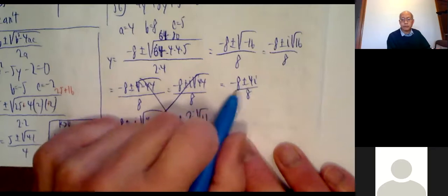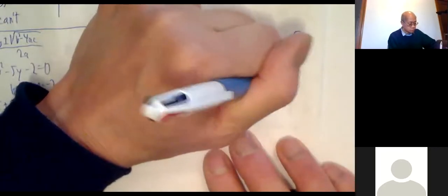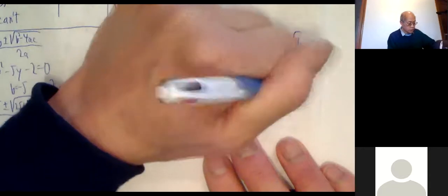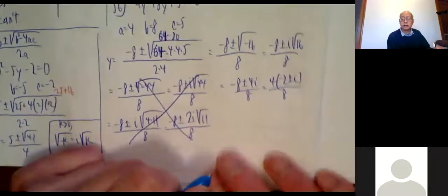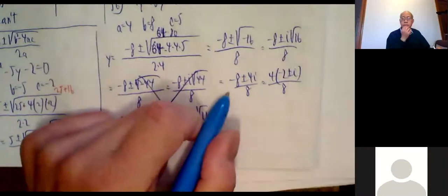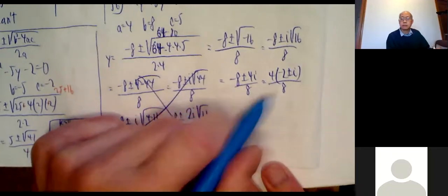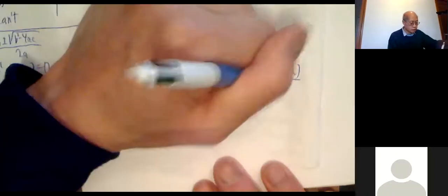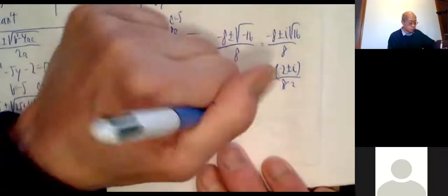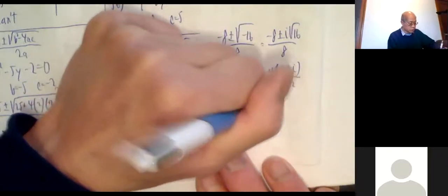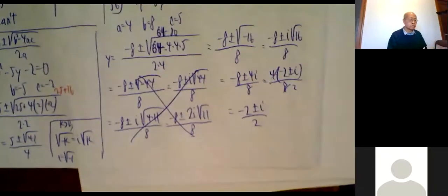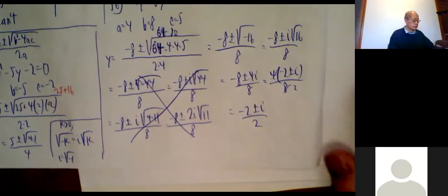Okay, so take out a 4 from the top: negative 2 plus or minus i, all over 8. Then cancel this, leaving a 2. So negative 2 plus or minus i over 2. And that's that.